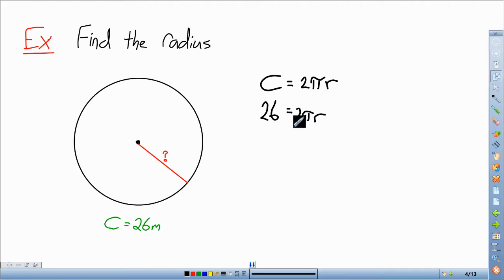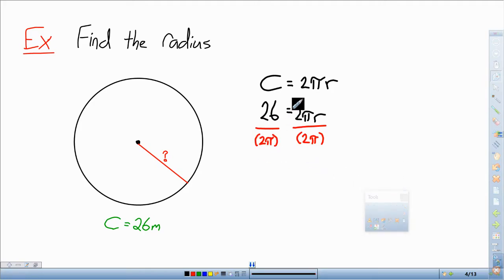Here's what we got. We have these two numbers that are being multiplied by r. We need to get rid of them by dividing. All right, here's something we can do. We can divide them individually. We could divide both sides by 2, and then we could divide both sides by pi. Or since they're both being multiplied, we can get rid of them at the same time by dividing both of them. But here's the big thing. When we go to divide them, we need to put parentheses around it if we want to divide them at the same time. So over here, 26 divided by 2 pi, putting it in parentheses.